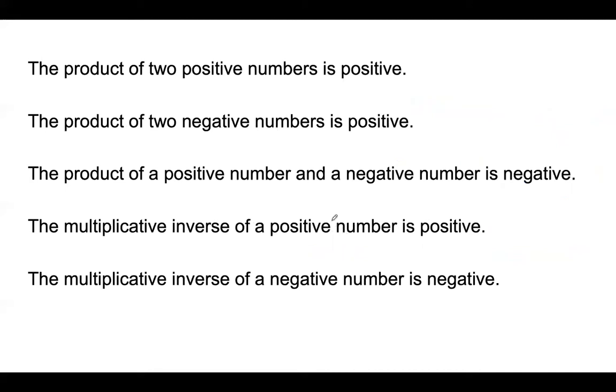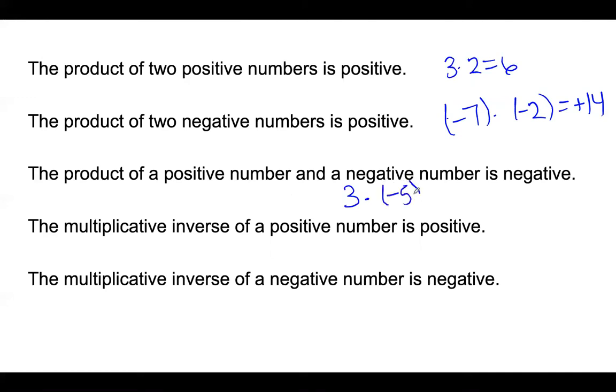The product of two positive numbers is positive. So 3 times 2 is 6. Here, the product of two negative numbers is positive, sorry. So -7 times -2 is going to be, of course, positive 14. The product of a positive number and a negative number is negative. So 3 times -5 is -15.